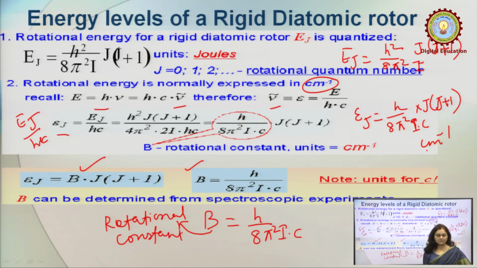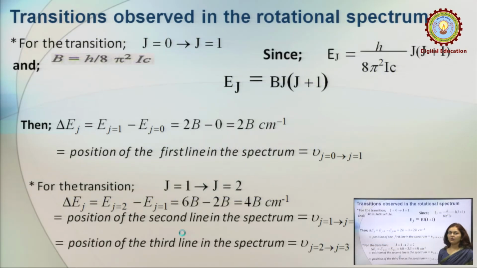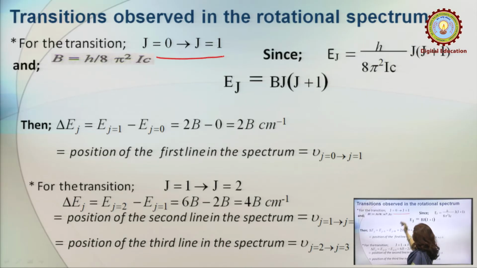Rotational constant. Now, we are going to discuss the transition observed in rotational spectrum. For the transition from J equals 0 to J equals 1, we know this is the formula for rotational energy, E_J equals h upon 8 pi square I c into J into J plus 1, where in this transition we can calculate from final to initial.